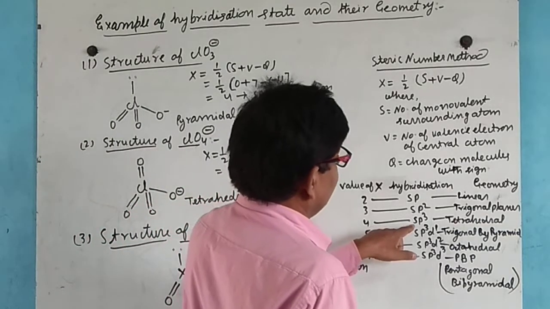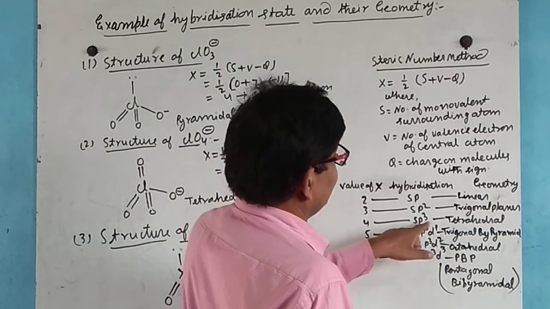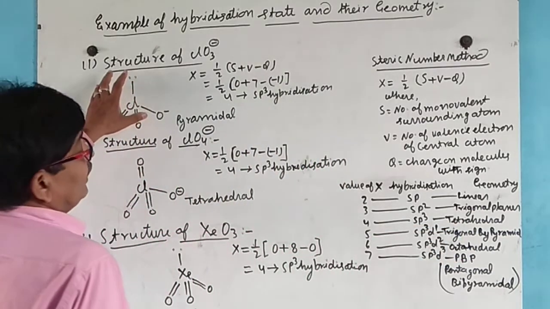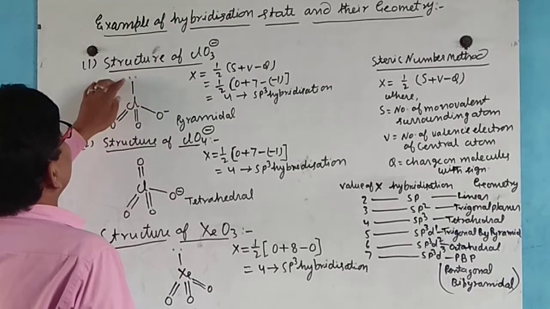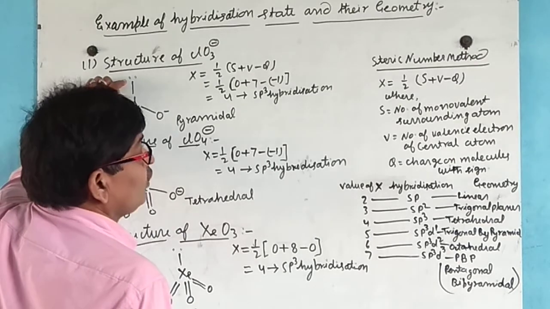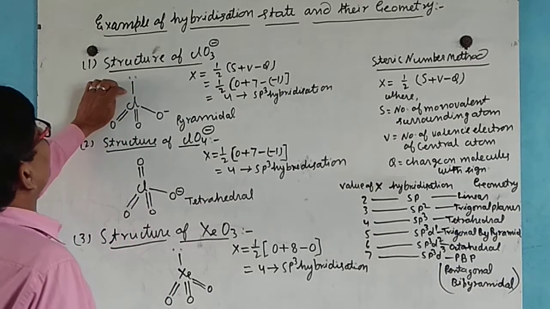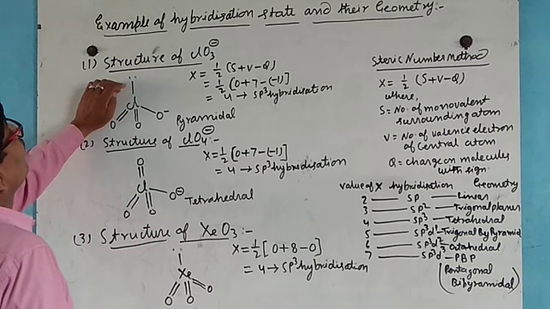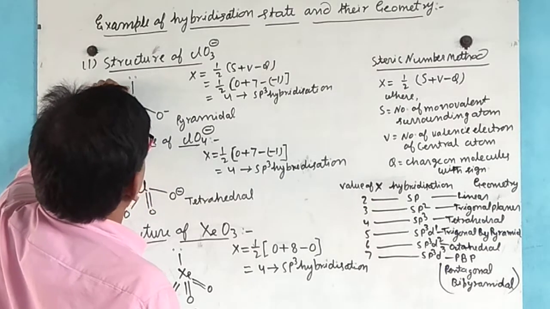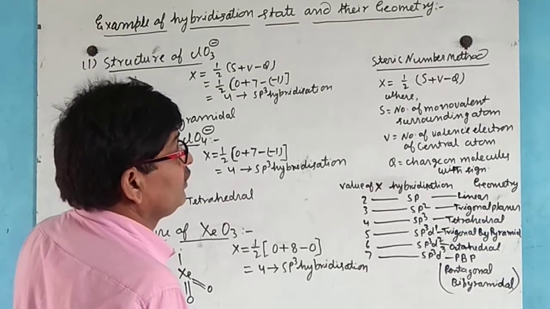4 means sp3 hybridization. According to this, it should be tetrahedral, but it has a lone pair, and the lone pair is not counted in the structure, so its structure will be pyramidal.